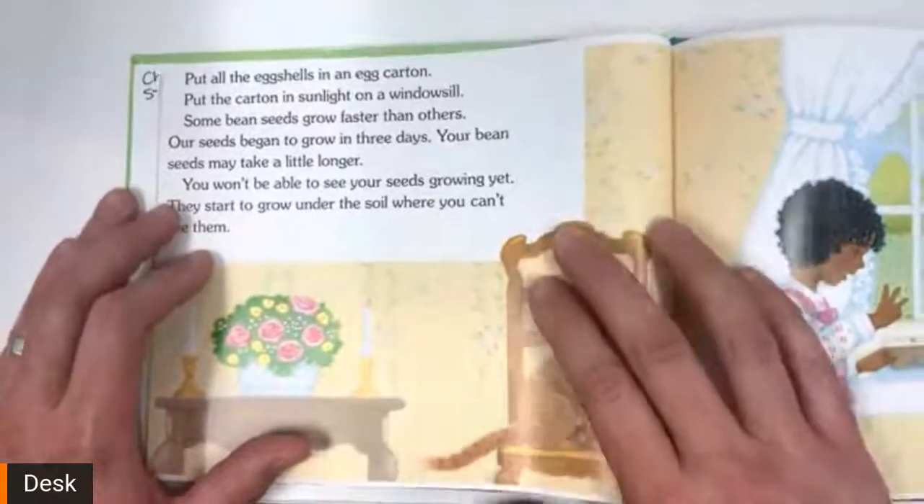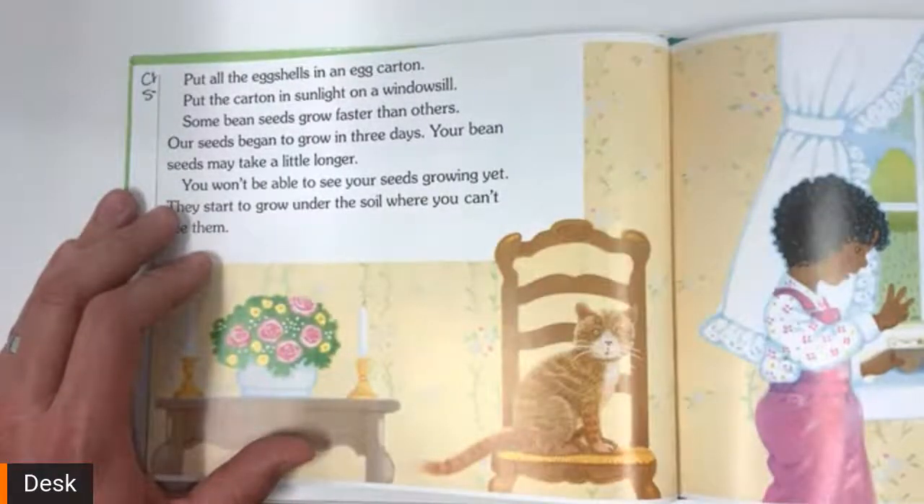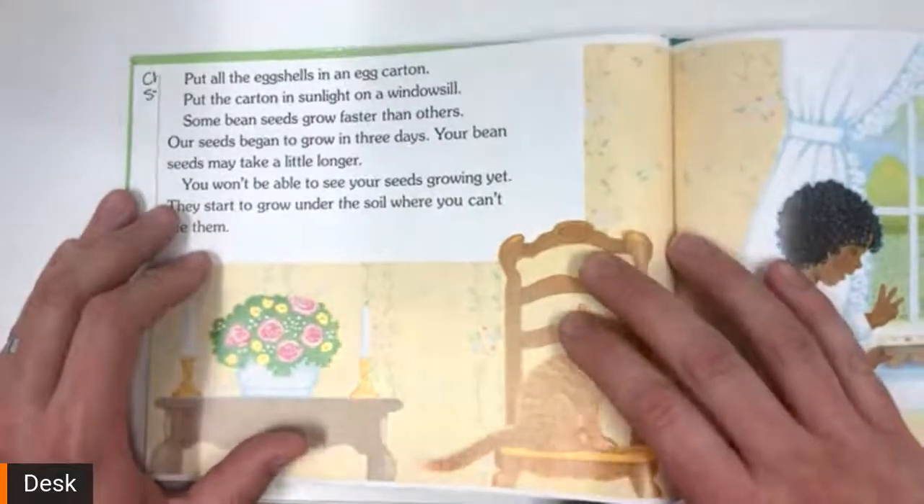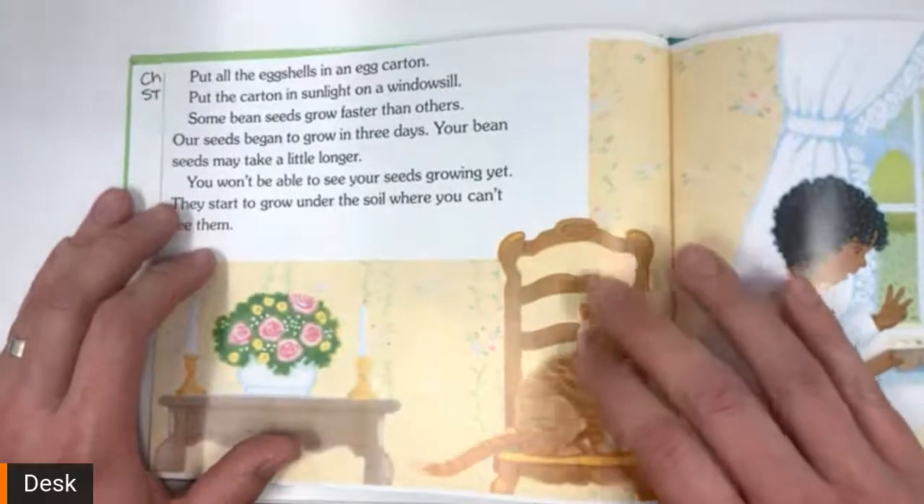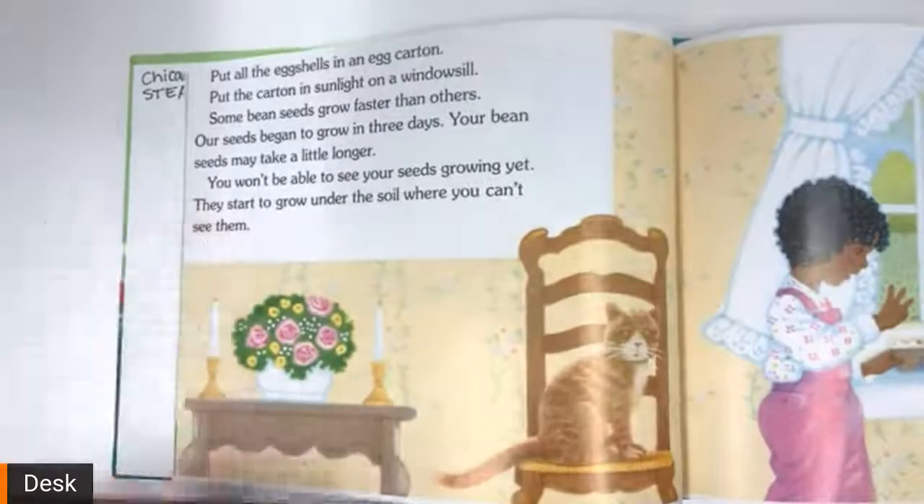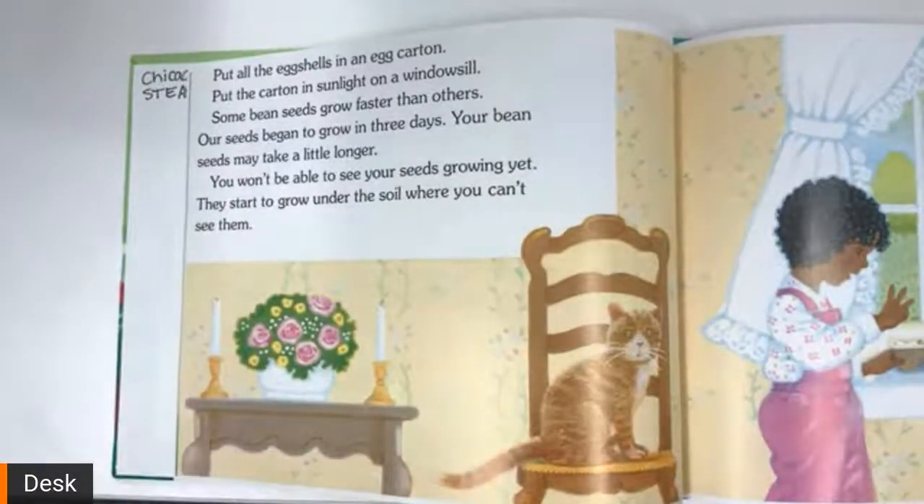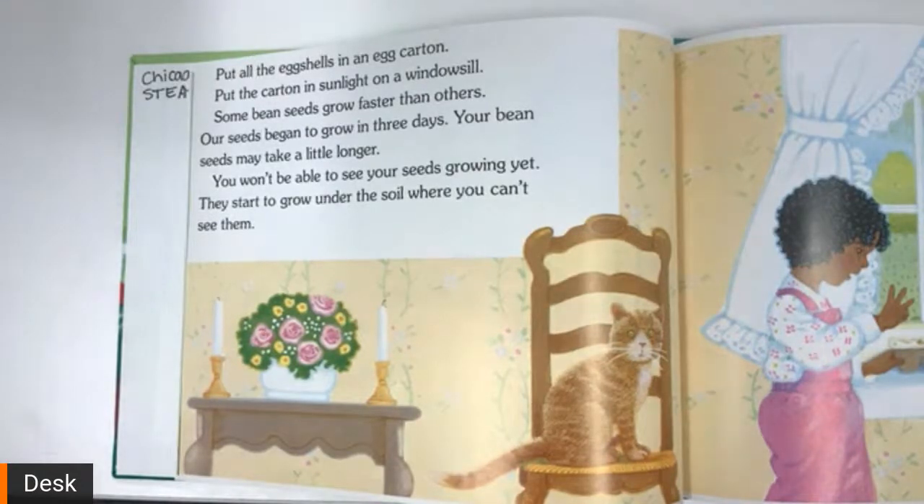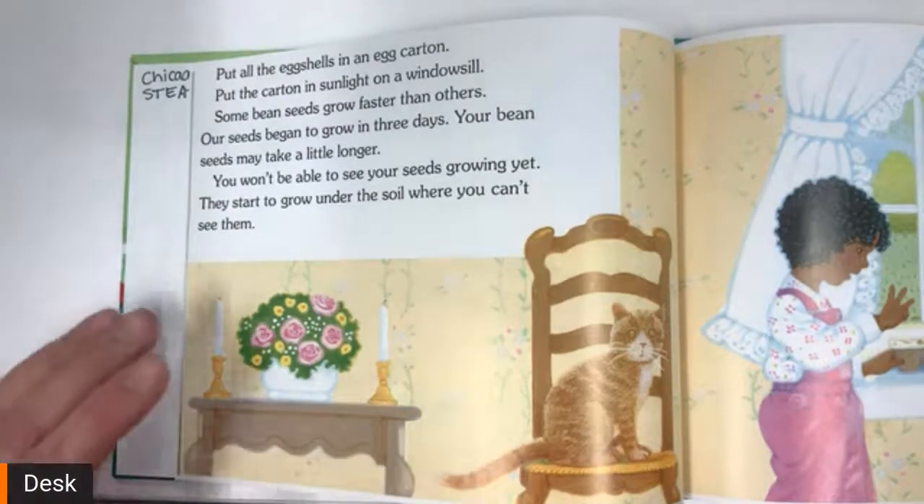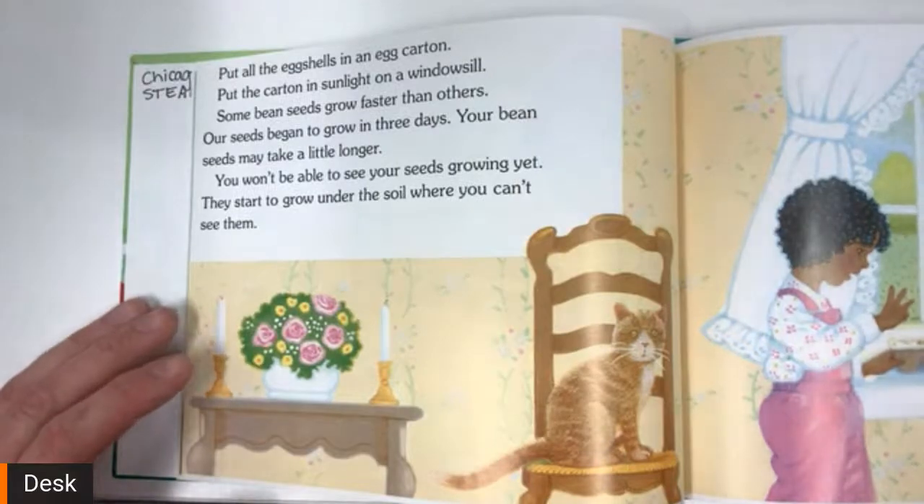Put all the eggshells in a carton. Put the carton in sunlight or on a windowsill. Some bean seeds grow faster than others. Our seeds begin to grow in 3 days. Your bean seeds may take a little longer. You won't be able to see your seeds growing yet. They'll start growing under the soil where you can't see them.